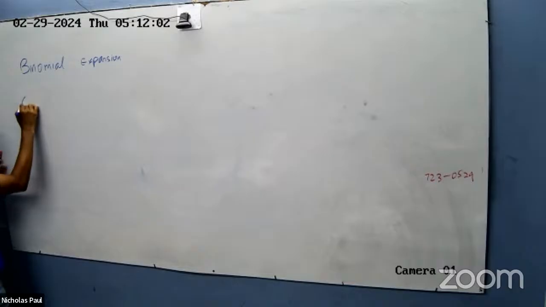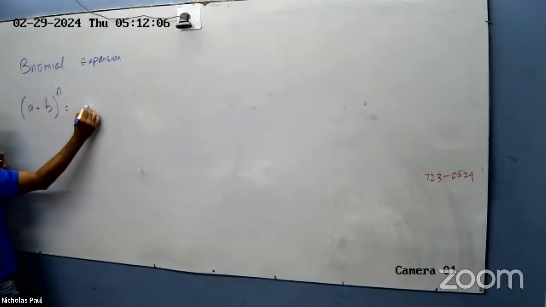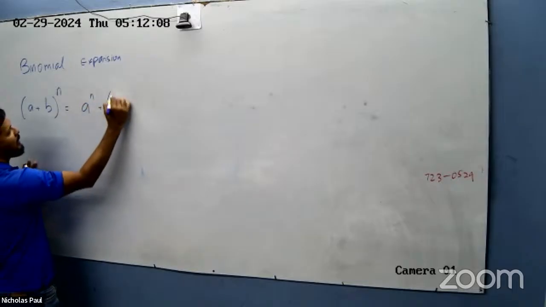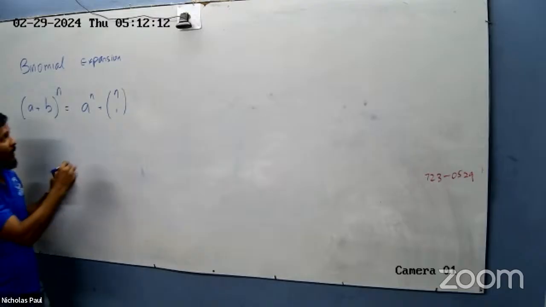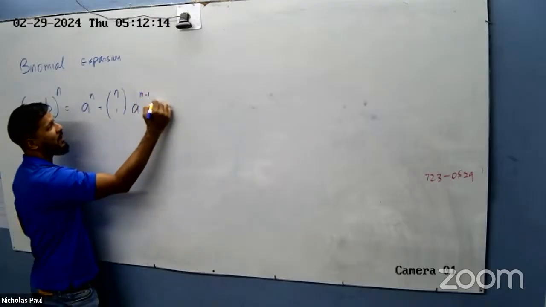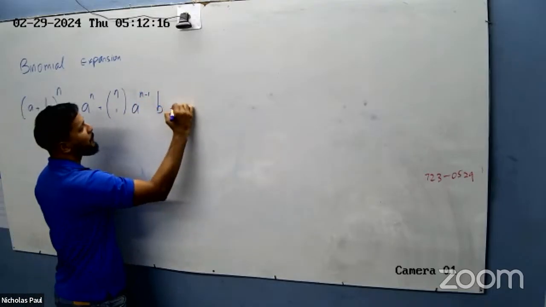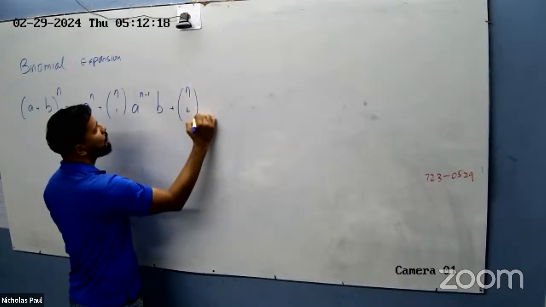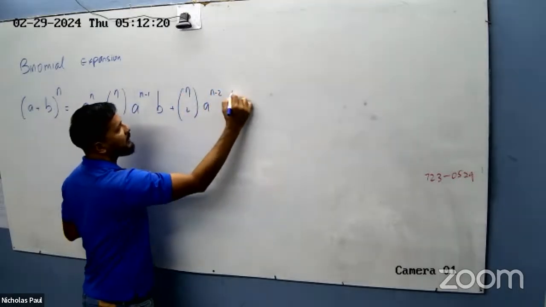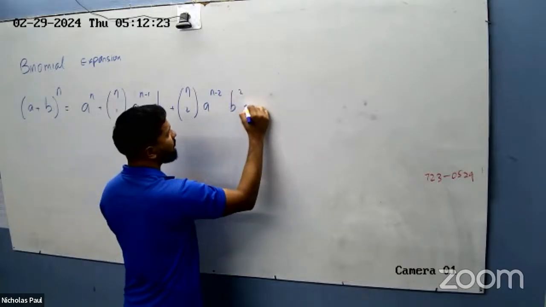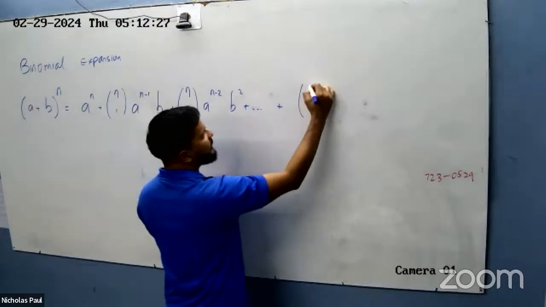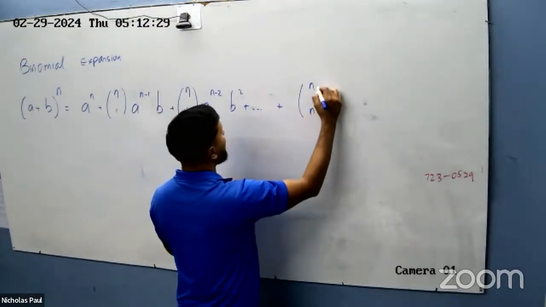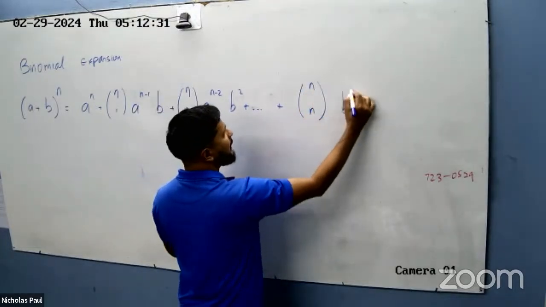Right, so the binomial expansion basically is (a plus b) to the power n is a to the n plus nC1. Remember to find this, NCR. A to the n minus 1 b plus nC2 a to the n minus 2 b squared plus all the way down until you reach a to the power 0, b to the power n.